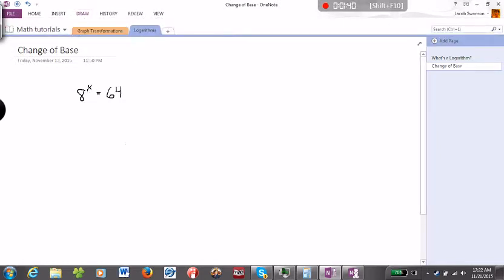So here's our problem. We're given that 8 to the x power is equal to 64. Besides the fact that we can just look at this and say it's asking what exponent we put on 8 to get 64, and realize that 8 squared is 64, so x is 2, we're going to use logarithms to figure this out.